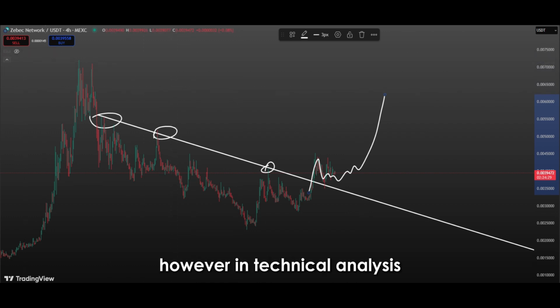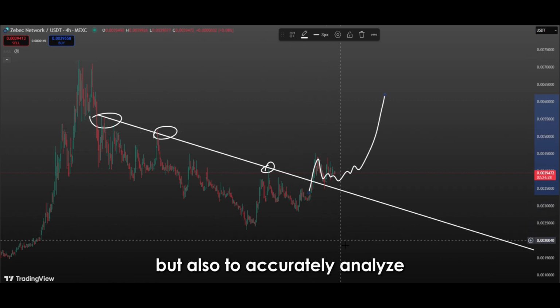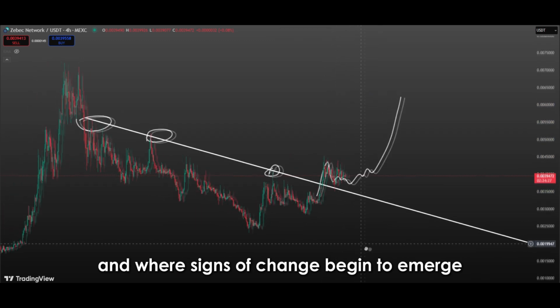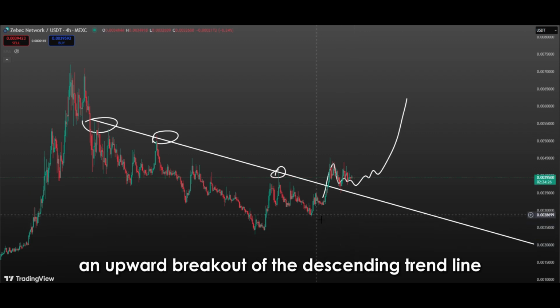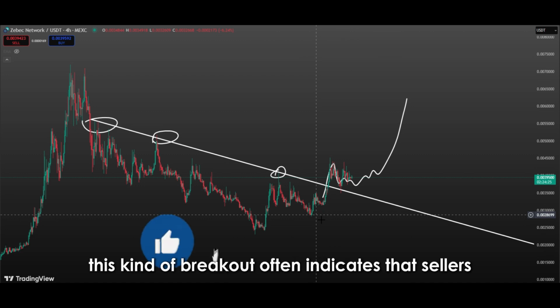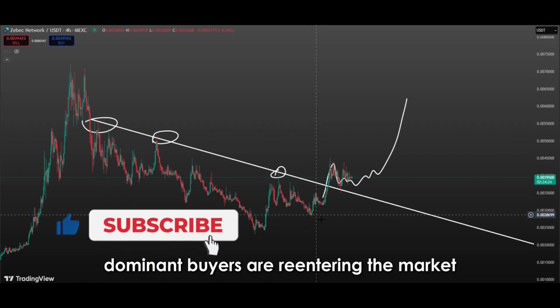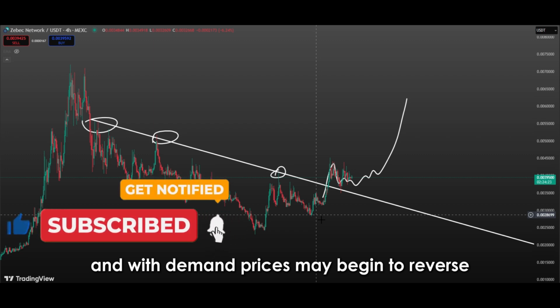However, in technical analysis, it is not only important to recognize the current trend, but also to accurately analyze where that trend might end and where signs of change begin to emerge. At this point, an upward breakout of the descending trend line carries great significance. This kind of breakout often indicates that sellers are no longer dominant, buyers are re-entering the market, and with demand, prices may begin to reverse.